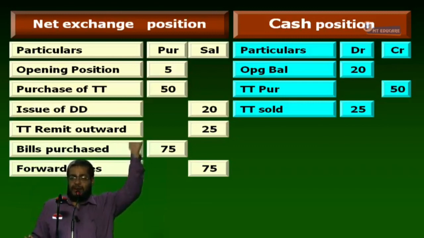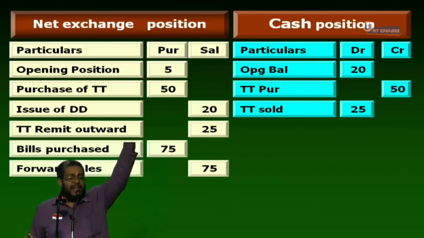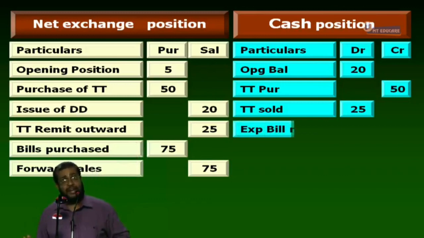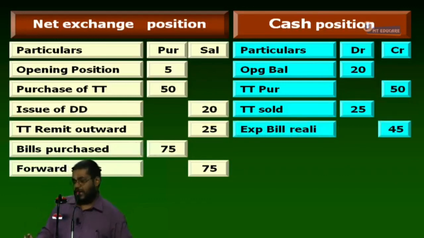Next, export bill realized. Earlier I purchased a bill, now I am realizing the bill. Does it affect the exchange portion? No, it is already impacted, yes or no? Now I am going to affect only the nostro. When you realize the bill, is it debited or credited? Credited. How much is credited here? 45,000. Bill realized is 45,000.